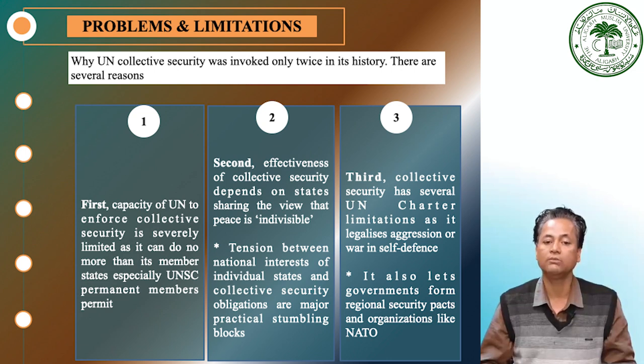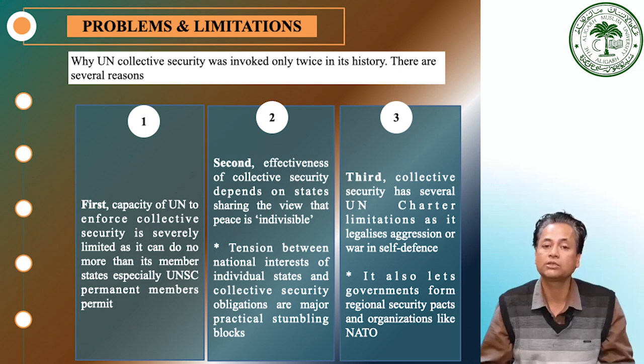Second, the effectiveness of the collective security system greatly depends on states sharing the view that peace is indivisible. Aggression against any state is meant to trigger the same kind of behavior among its members, regardless of where it takes place and the identity of the aggressor and the victim. So, if you carefully look at the provisions of the collective security system, you will find that all members.